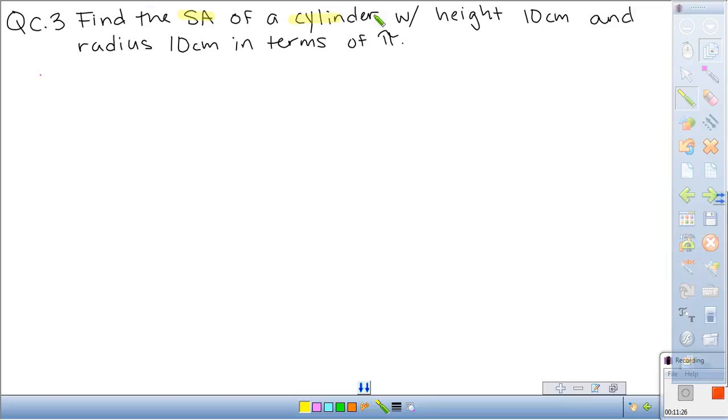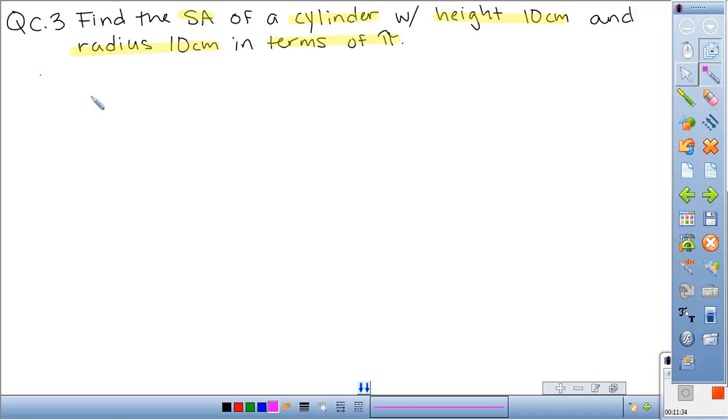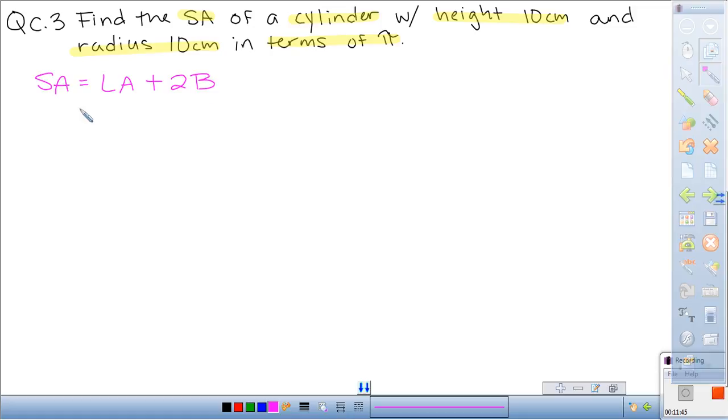Surface area, cylinder, with a height of 10 centimeters and a radius of 10 centimeters, and they want it in terms of pi again. So again, I'll start with my surface area. Surface area equals lateral area plus 2 times the area of the base. So surface area equals perimeter of the base times the height plus 2 times the area of the base. So surface area equals perimeter of the base, which we found out earlier was 2 pi r times height plus 2 times the area of the base, which is pi r squared, since both the bases are circles.